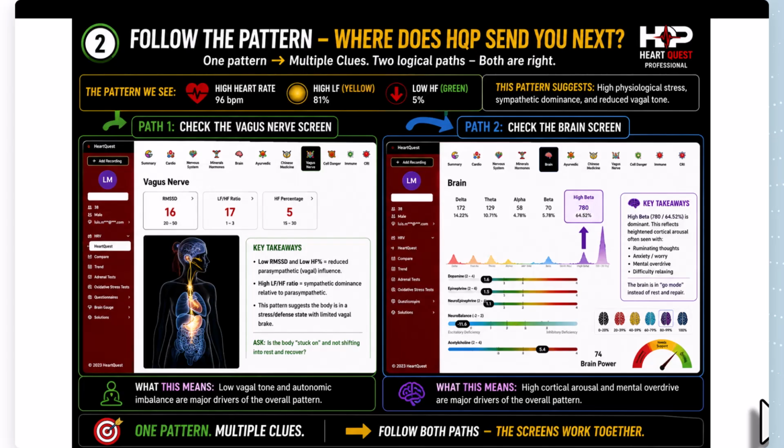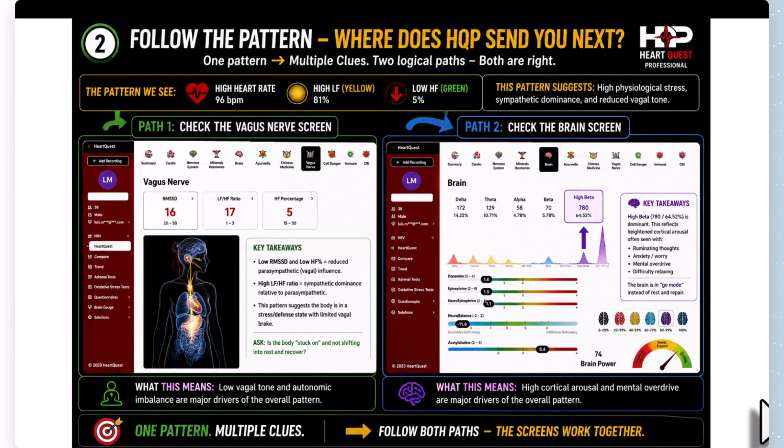What I do when I see this is the next thing I might want to do is look at the brain screen, especially when I see a big yellow pie like that. And what do you see over there? You see the big spikes right there in high beta, right? There's a dominance there. So what does that reflect? That reflects heightened cortical arousal, often seen with ruminating thoughts, anxiety and worry, mental overdrive, difficulty relaxing.